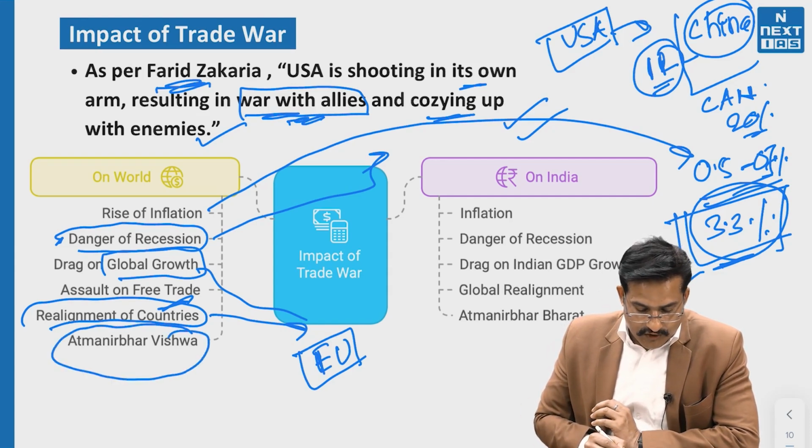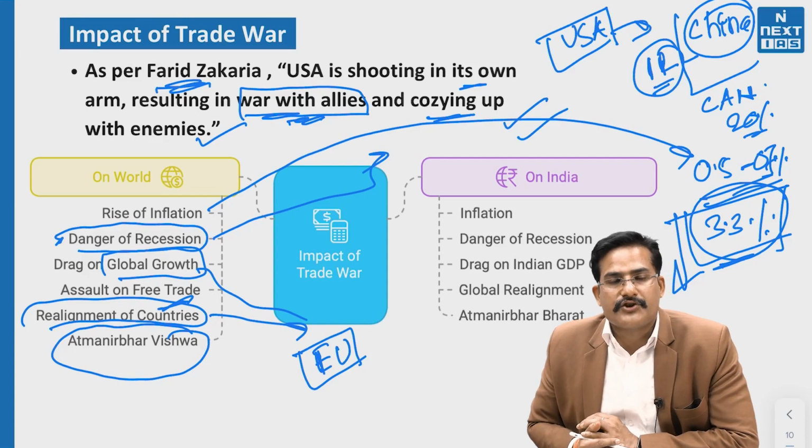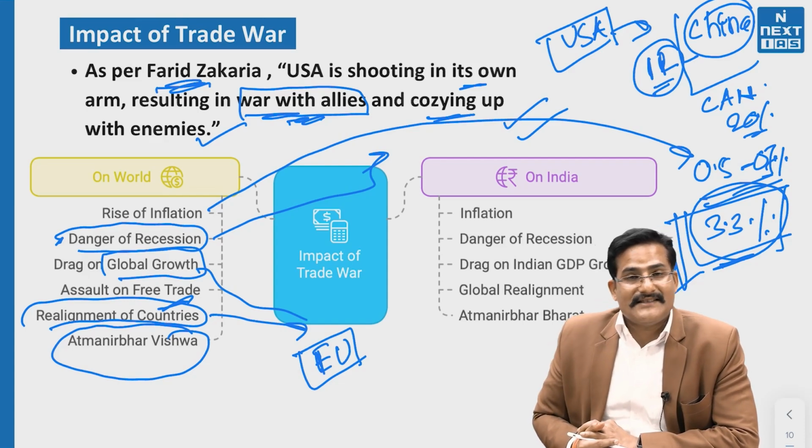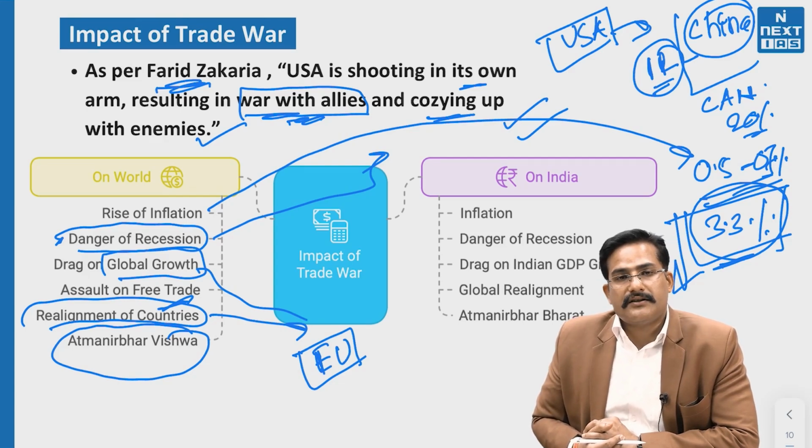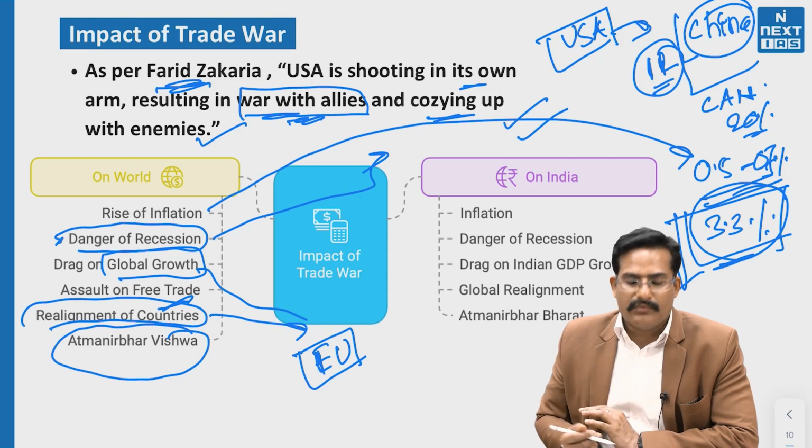Also, now the world has to look for the Atmanirbhar Vishwa, right? This Atmanirbhar Vishwa is derived from our own Atmanirbhar, or independence or self-sufficiency idea, as given by the Honorable Prime Minister Modi ji. But the world has to understand the value of Atmanirbharta, and they have to have self-sufficiency in these aspects to deal with such a trade or tariff war or any global recession.